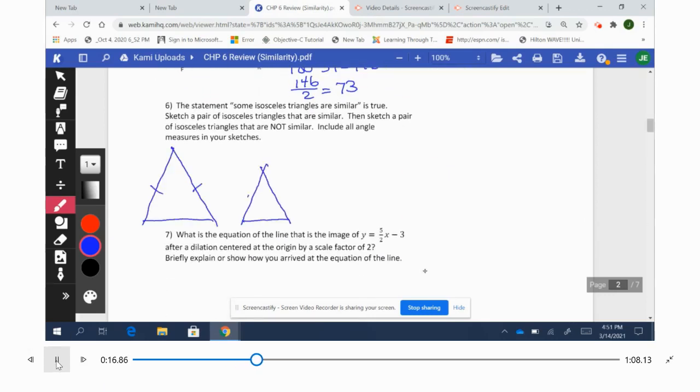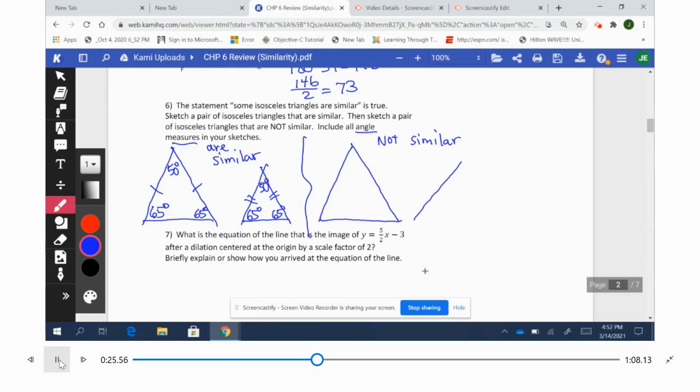So you can have isosceles triangles that are similar. All they have to do is have the same vertex angle, and then the base angles will also be congruent. Okay, so we have 50 for the vertex angle in these two, which forces the base angles to be 65 each. That's a case where isosceles triangles are similar.